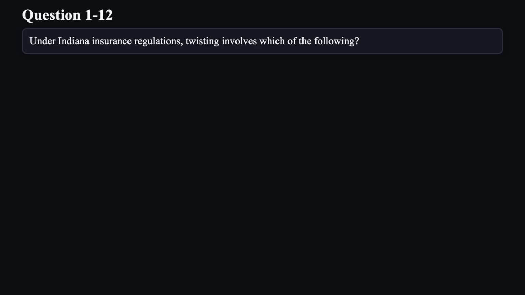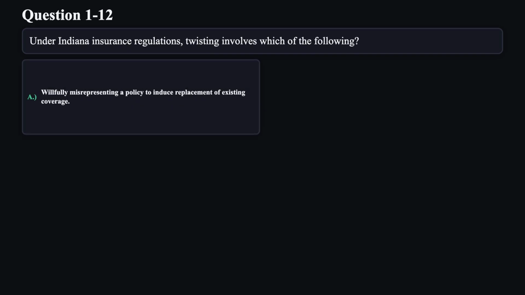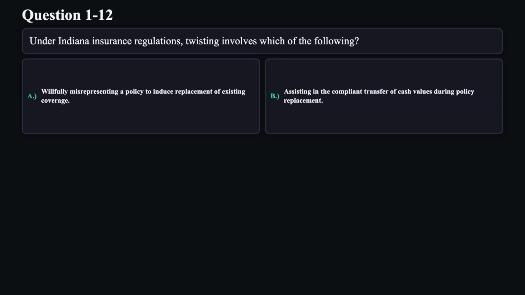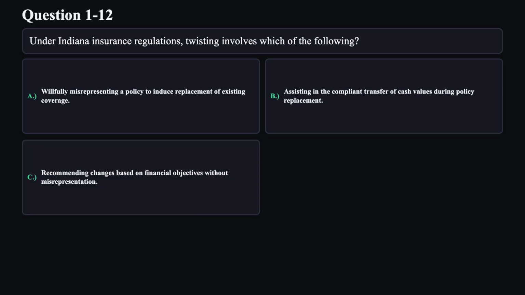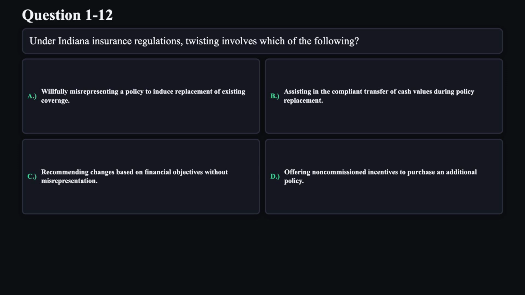Question 12. Under Indiana insurance regulations, twisting involves which of the following? A. Willfully misrepresenting a policy to induce replacement of existing coverage. B. Assisting in the compliant transfer of cash values during policy replacement. C. Recommending changes based on financial objectives without misrepresentation. D. Offering non-commissioned incentives to purchase an additional policy.